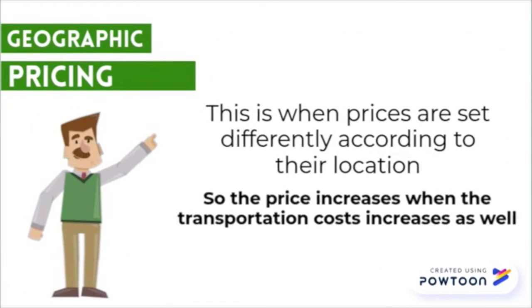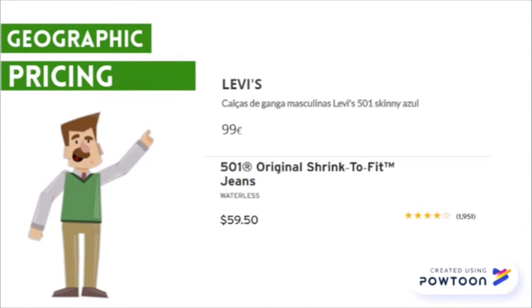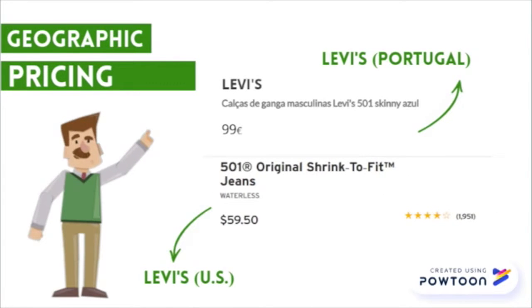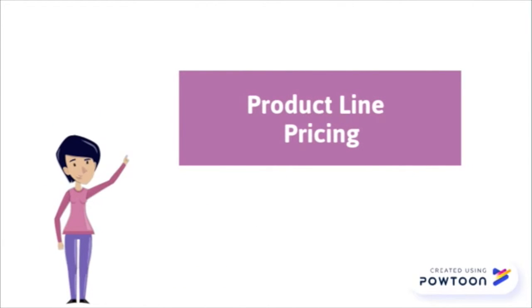When prices are set differently in regards to their location, we are presented with geographic pricing. So, the price increases when the transportation costs increase, as well. Levi's is a well-known brand all over the world, but it seems that for the European consumers, a pair of 501 jeans is more expensive than for the American fellows. And finally, the third group, product line pricing. In this group, the goal is to coordinate all the different, but related brands, into one price strategy, taking into account the different demands for each product.